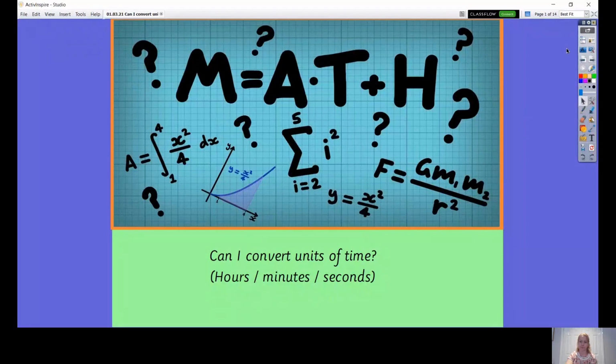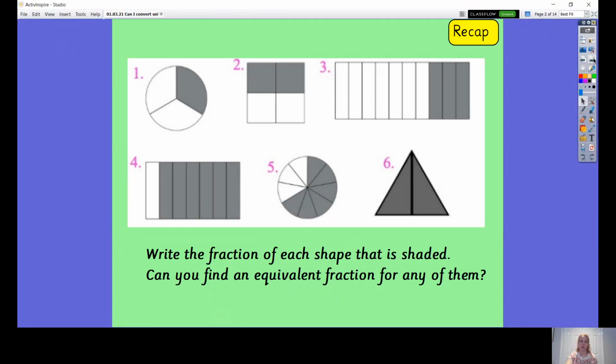If you could have a look at these pictures, could you write the fraction of each shape that is shaded, and then can you find an equivalent fraction for any of them? So remember to do the same to the top as you do to the bottom. Multiplying is easier than dividing. Have a go. Off you go.